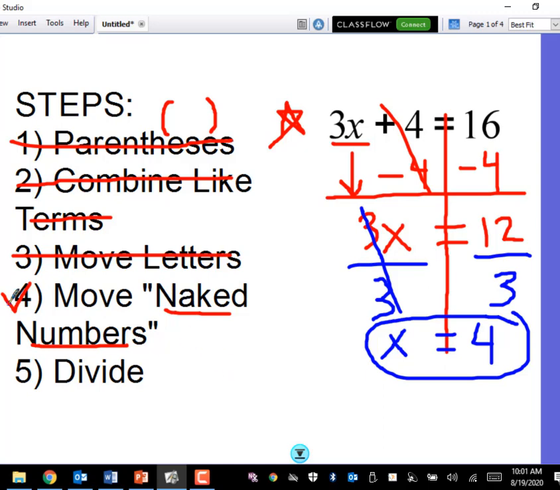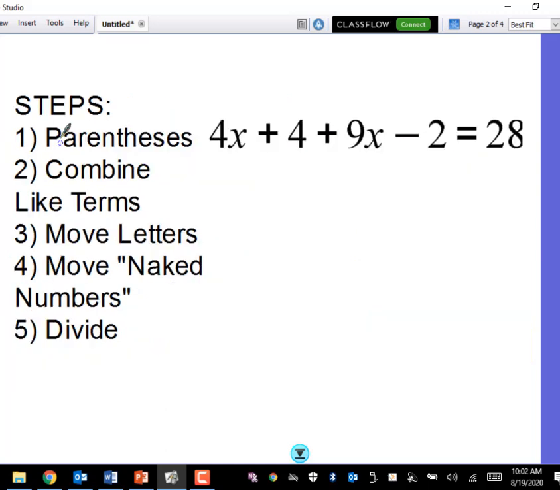Okay? This should not be new information to anyone, just a review. So we're going to do a couple more together. I still have the steps listed over here. The first thing I'm going to do is draw the line down the equal sign. So I'm checking, are there any parentheses? These things. I'm checking my equation. There are not any, so cross it out. Step 2, combine like terms.